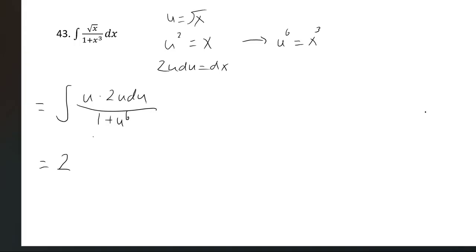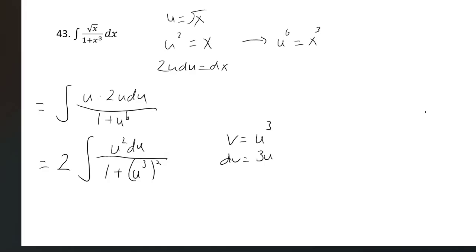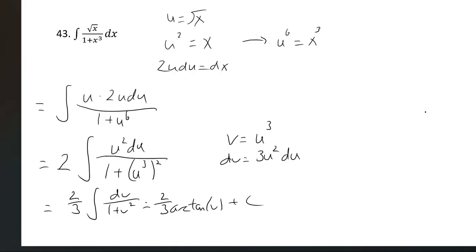We can pull the 2 out in front. You have u squared du on top. Let's rewrite u to the 6 as u cubed squared. So we can let v be u cubed. dv is 3u squared du. So we get 2/3 the integral of dv over 1 plus v squared. And what is that? That's the arctangent. I need the 2/3 out in front, can't forget that. 2/3 arctangent of v plus c.